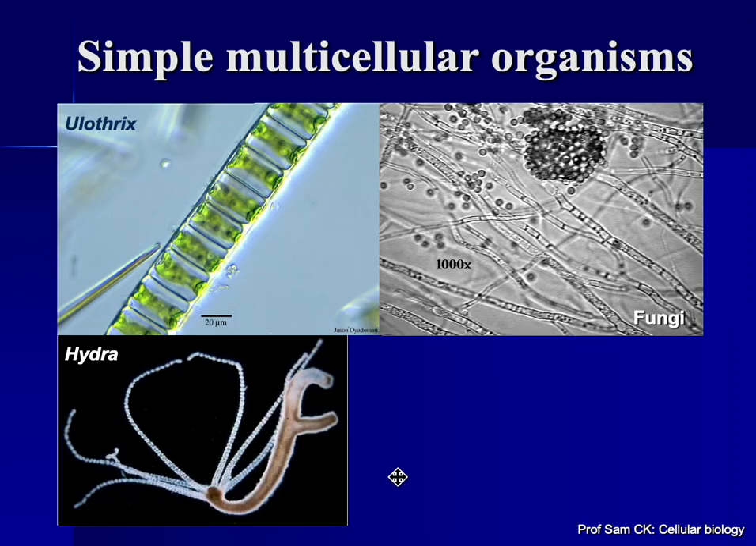Other examples of multicellular organisms are Ulothrix, fungi, and also Hydra. So this Ulothrix is a type of green algae in which the plant body consists of unbranched uniseriate filaments. And the filaments, the cells, are actually arranged from one end to another end.